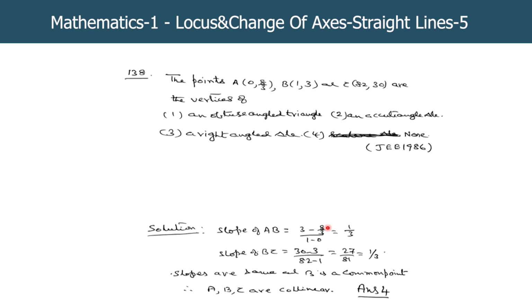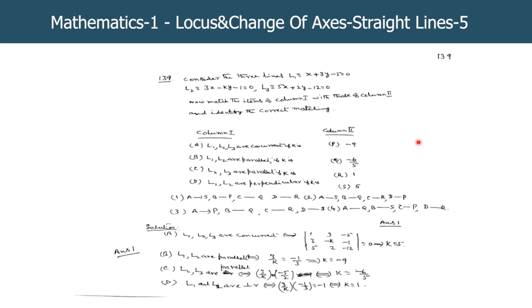Now you know that the slope of AB is equal to 1 by 3 and the slope of BC is also equal to 1 by 3. So slopes are same for AB and BC. So that means AB and BC must be parallel, but B is a common point, so they are collinear. A, B, C are collinear. So the answer is none of the above, that is option number 4, 139.